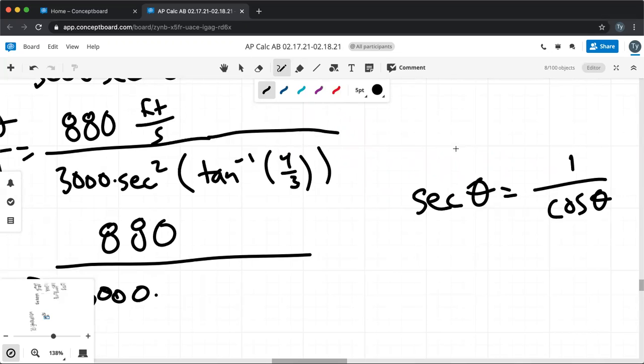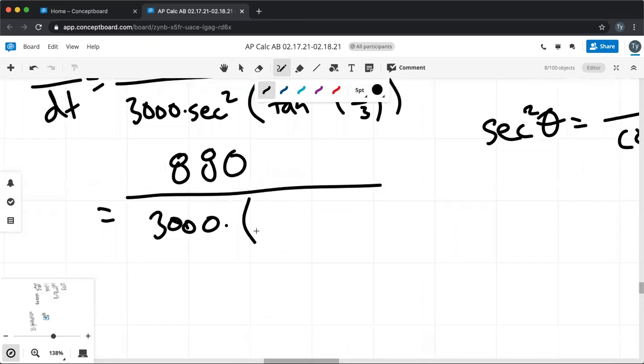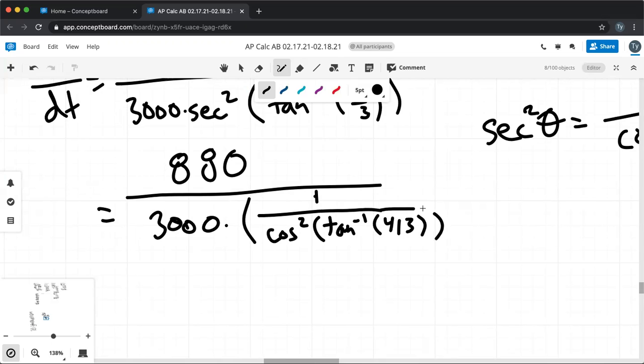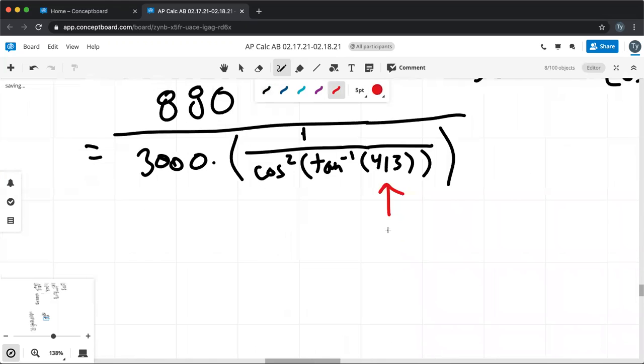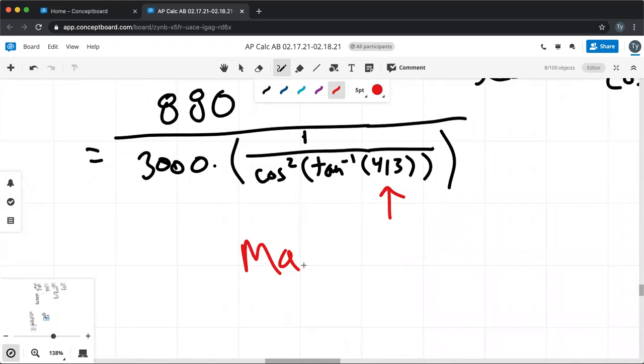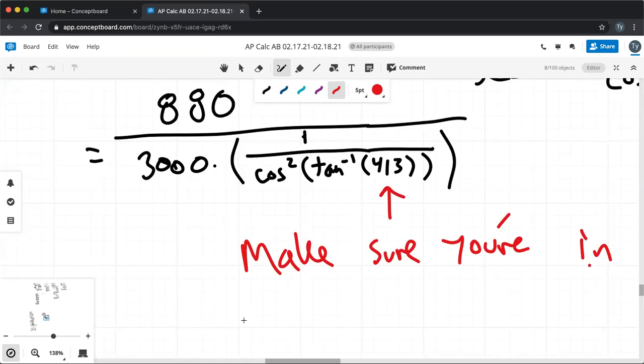What that means is secant squared of theta, right? If we square this side, we can square this side. We get 1 over cosine squared of theta. So here, to put it in the calculator, make sure to put parentheses. We have 1 divided by cosine squared of the inverse tangent of 4/3, all in parentheses, like that. One final note. Make sure you're in radian mode on your calculator.